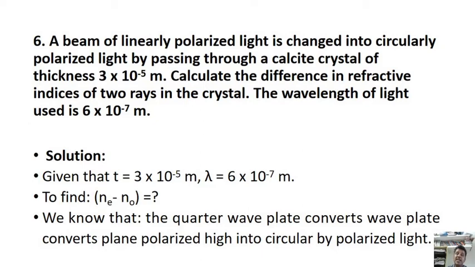A beam of linearly polarized light. So we have a monochromatic light that is already polarized. A beam of linearly polarized light is changed into circularly polarized light, so the polarized light converts into circular polarization after passing through the calcite crystal. When its thickness is 3 into 10 to the power of minus 5 meter, we have to calculate the difference in the refractive indices of the two rays in the crystal. Two rays go inside, ordinary and extraordinary, and we have to find the difference of their refractive indices, n e and n naught.